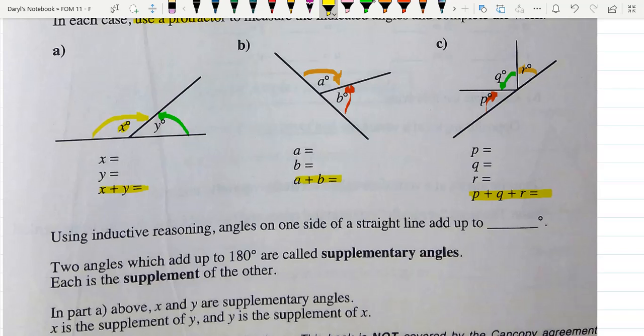Okay, welcome back. So if you have measured using a protractor of these three different figures here, and you take the sum of all the angles, so for letter A, you take angle X and angle Y added together, you should get an answer of 180 degrees. A plus B is also 180 degrees, as well as the sum of P, Q, and R. It should give you 180 degrees.